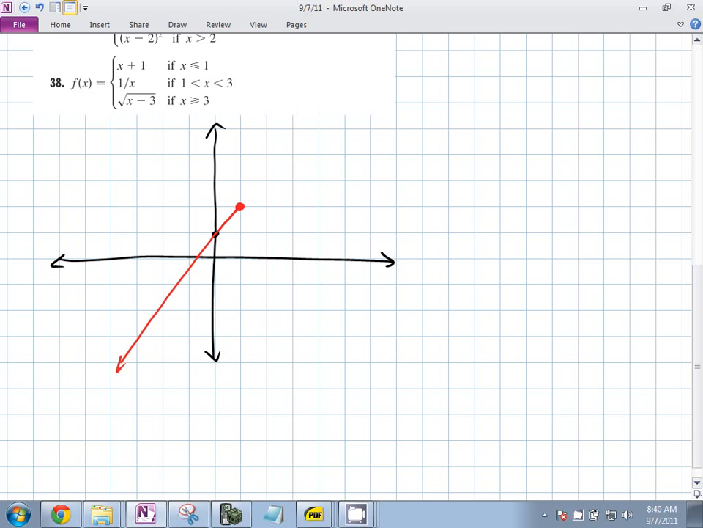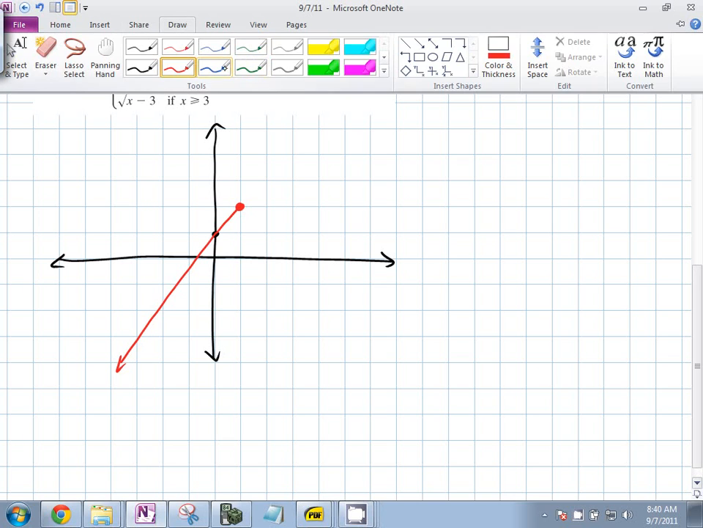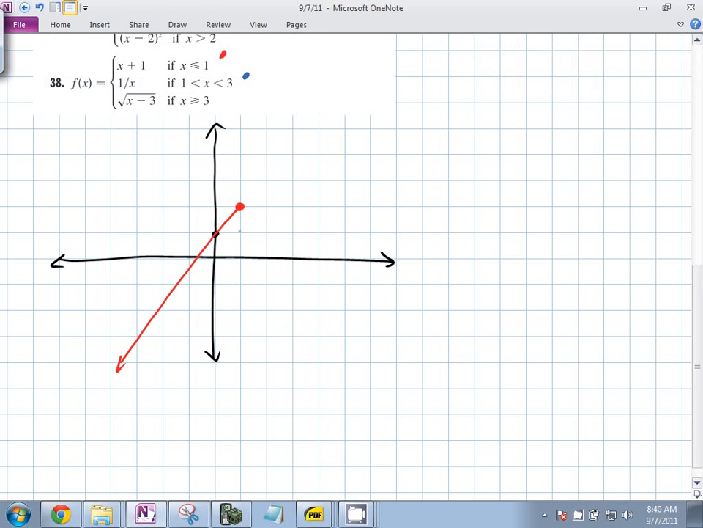1 over x, where x is between 1 and 3. When x is 1, if x was 1 in there, what would it be? 1. So it's strictly greater than. Let's change this. So this will be blue. It's going to be right there. What kind of curve is it? Yeah, it kind of goes down, right? Gets smaller, right? And it doesn't contain 3.